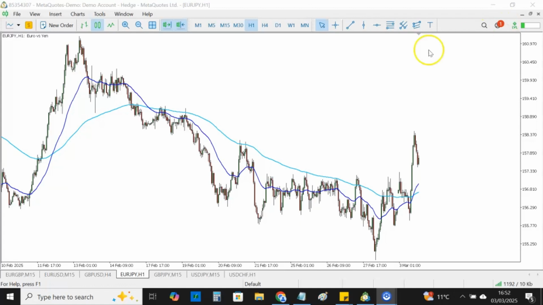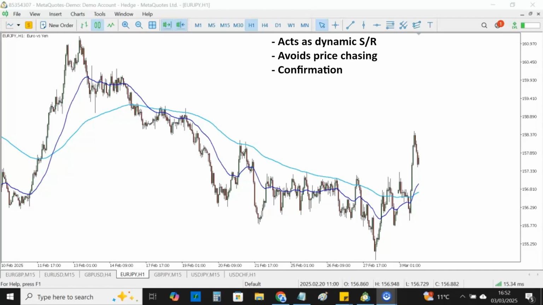It acts as dynamic support and resistance in a trending market. It avoids chasing the price, so we're entering at a better price instead of fear of missing out type trading. And the other reason is it provides confirmation, so we wait for price to react at the EMA rather than guessing.